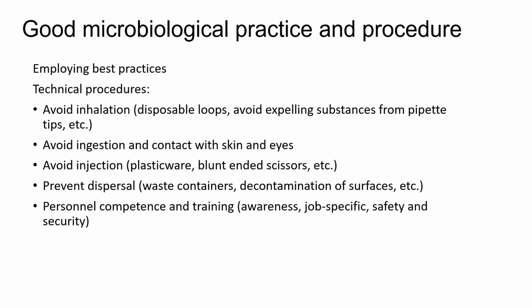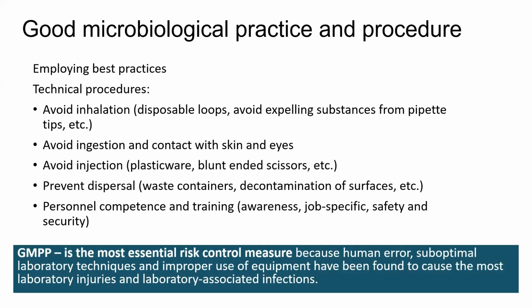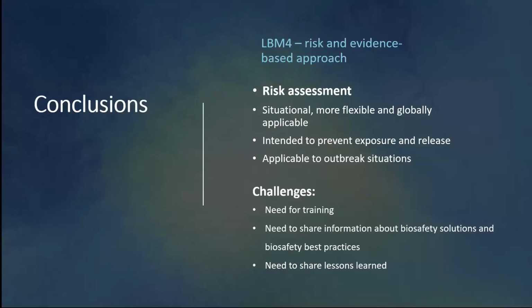Probably the most important, as I just stressed, is personnel competence and training. Personnel should not only have job-specific training and understand the procedures that they're doing, but also be acutely aware of risks or hazards in their laboratory, and then understand the principles and practices of biosafety and biosecurity. GMPP is actually the most essential risk control measure because human error, suboptimal laboratory techniques, and improper use of equipment has been found to cause most laboratory injuries and laboratory-associated infections.